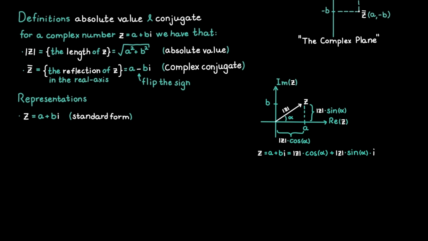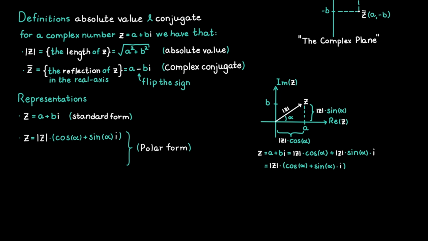We continue by simplifying a bit and we take out the absolute value of c. And if we do that, we get the following expression. And this new way of writing a complex number is called the polar form. And the only two things we need to know to be able to write it out on this form here is the length of the complex number and its angle.